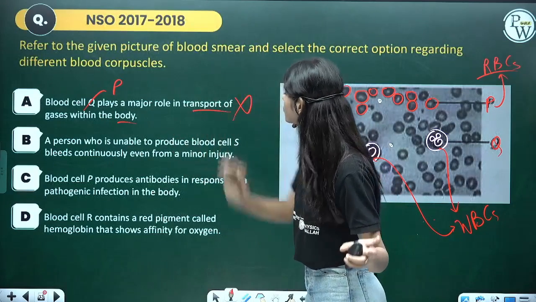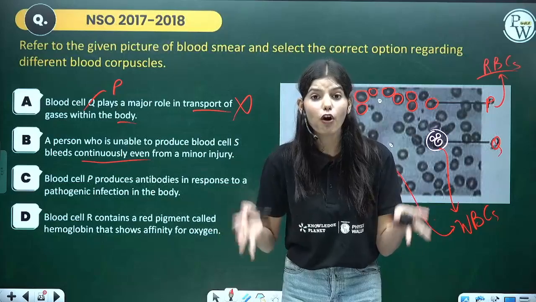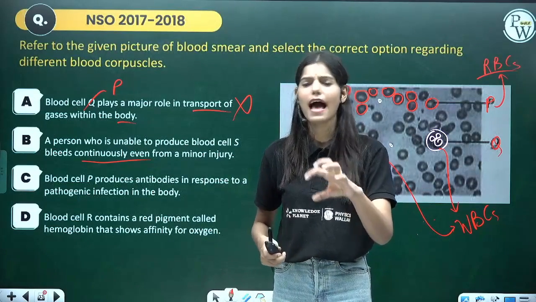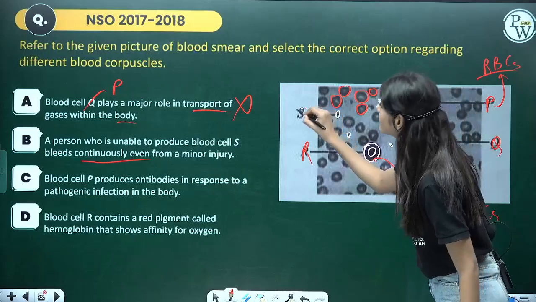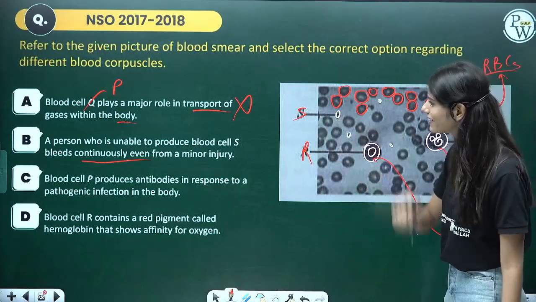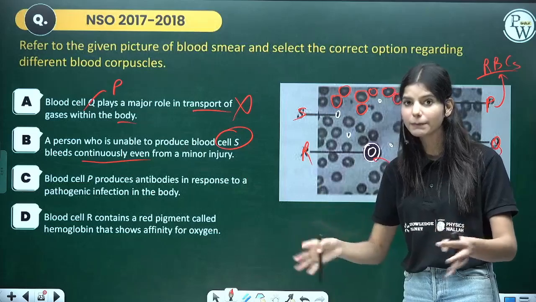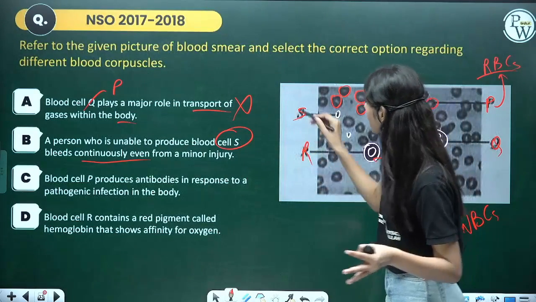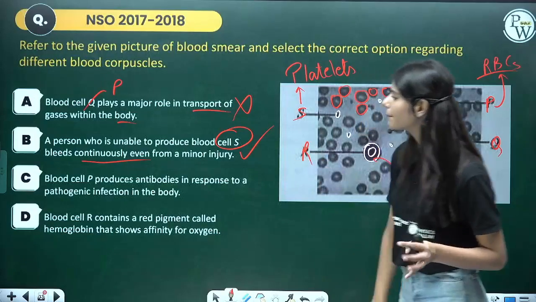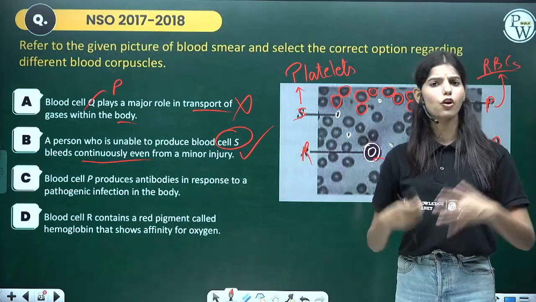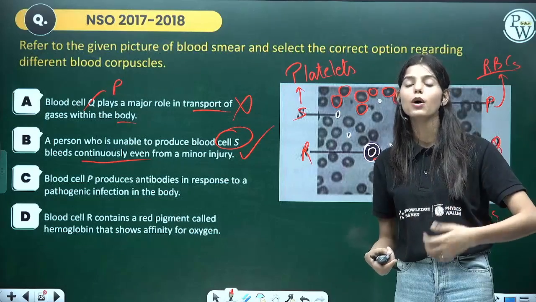A person who is unable to produce blood cell S bleeds continuously even from a minor injury. That means that particular person is not able to form the clotting of the blood. Do you remember which cell is responsible for the clotting of blood? It is actually the platelet. But where do we have platelets here? This S cell is responsible for the clotting of blood. So a person who is unable to produce blood cell S will suffer from continuous bleeding. Yes. S is actually the platelets, and we all know that platelets are responsible for the clotting of blood. So this statement is absolutely correct, because if a person does not have platelets, his or her blood will not be able to form a clot, and even from a minor injury, the person will continuously bleed.